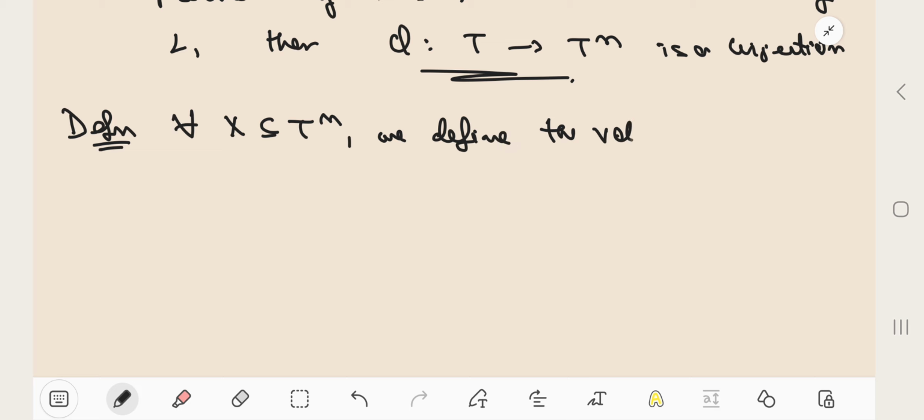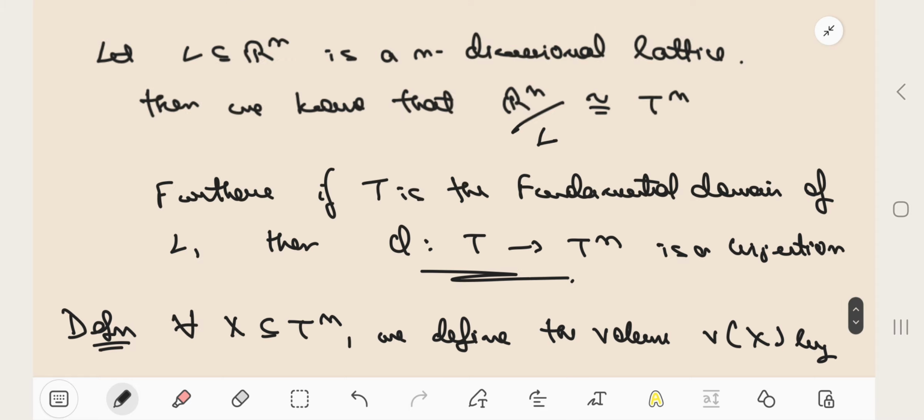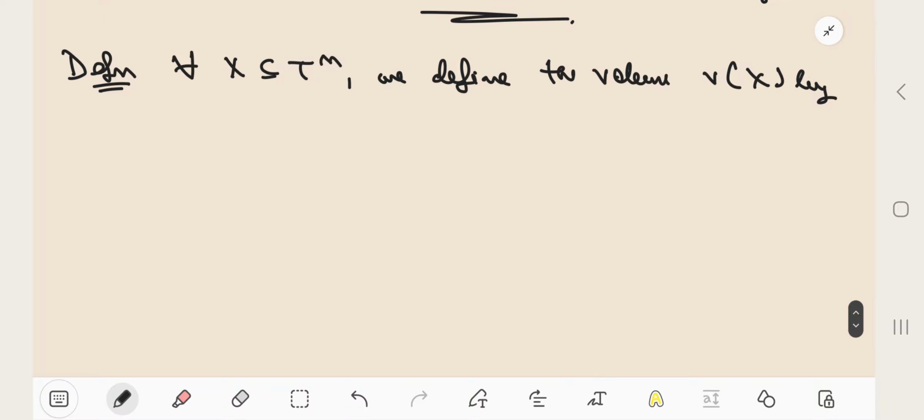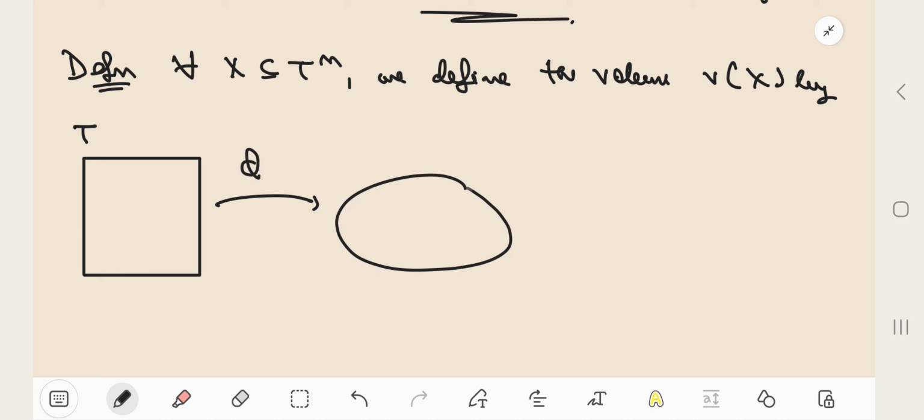the volume Vx. Sorry, I should say the volume Vx, it's grammatically incorrect. Now what should be the standard procedure to define such a volume? Let me give a picture. Suppose this is your fundamental domain, and I know that it's surjective to the n dimensional torus. Okay, so assume it like this.